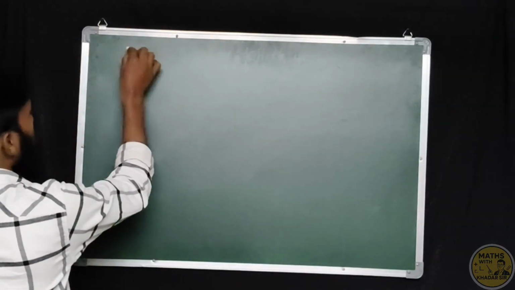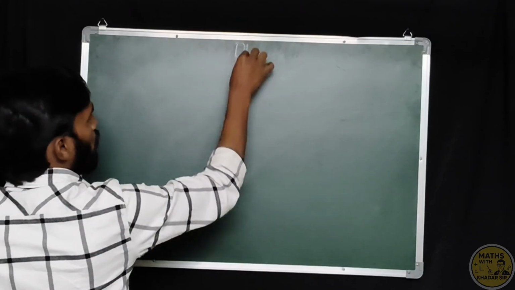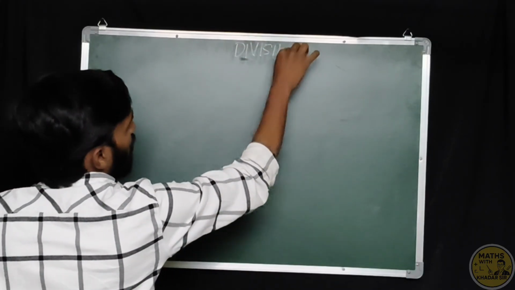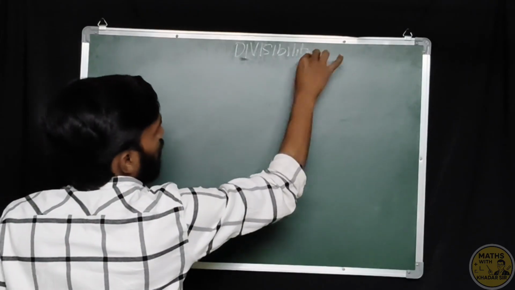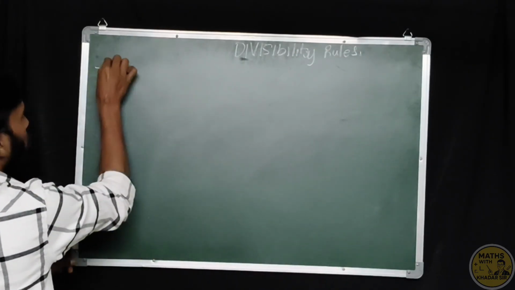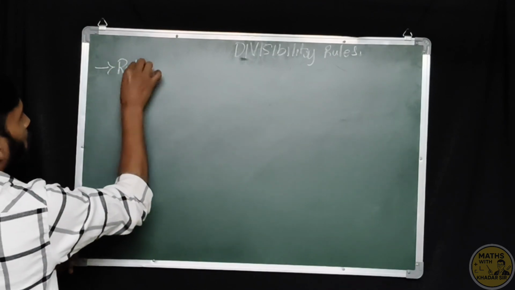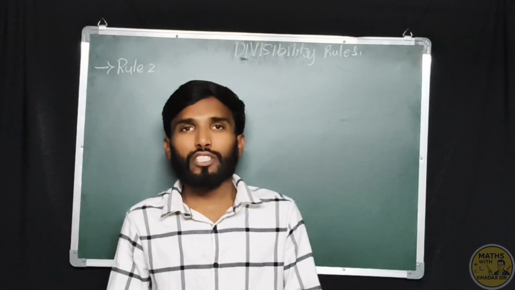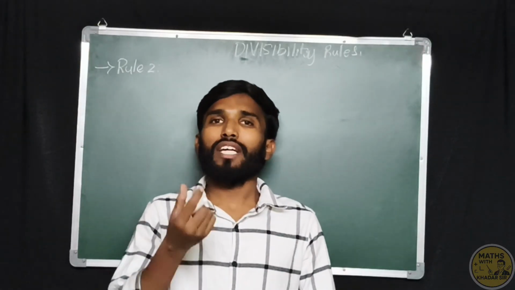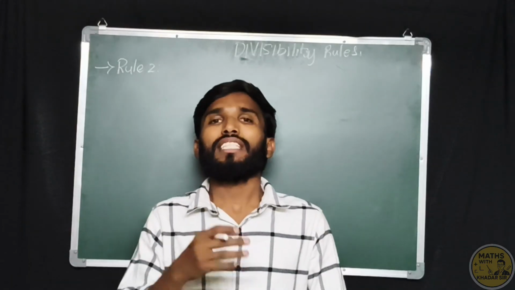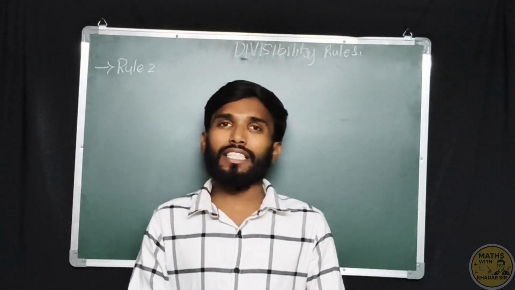Now, let us see the first rule, divisibility rule 2. Today's topic is divisibility rules. What is divisibility rule 2? Divisibility rule 2 is nothing but: if in a number the last digit is an even number, then the number is divisible by 2.